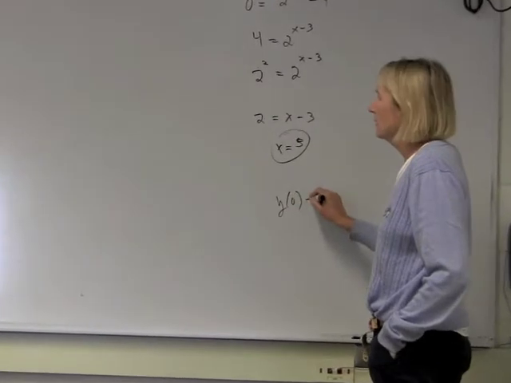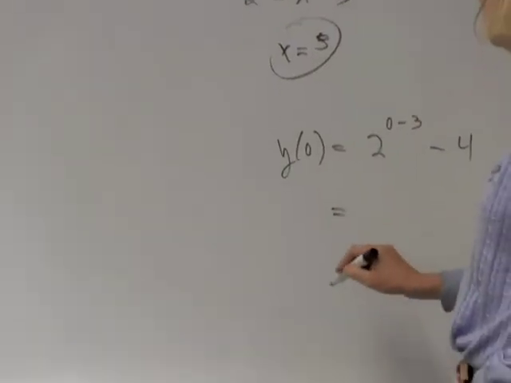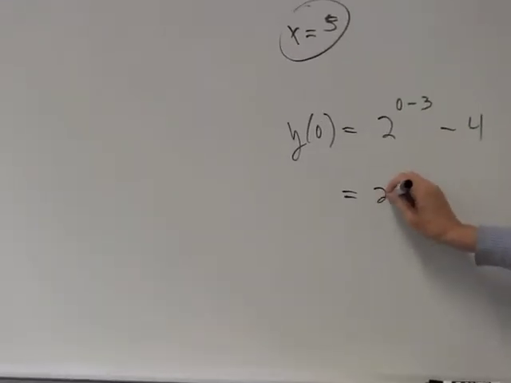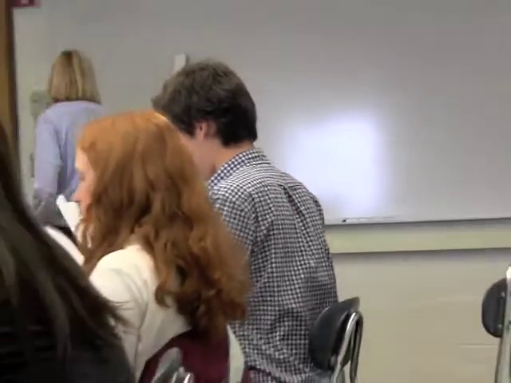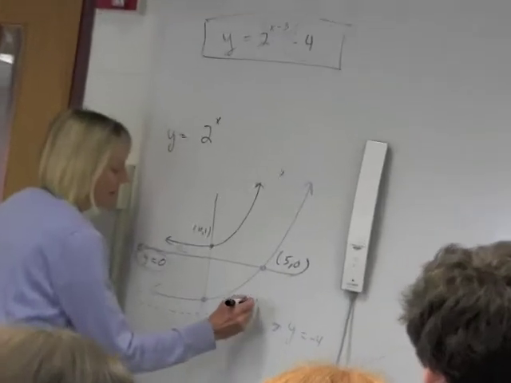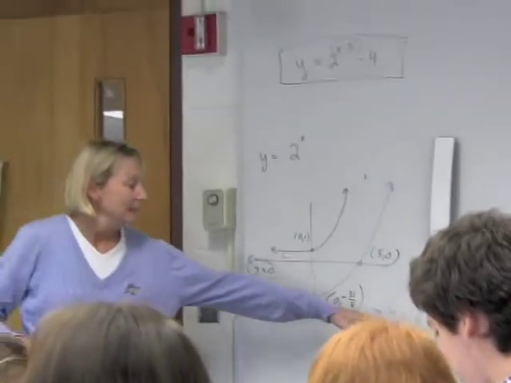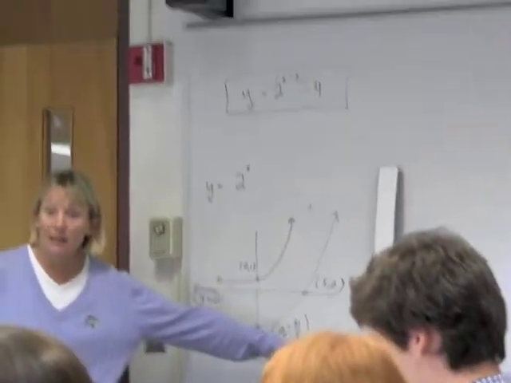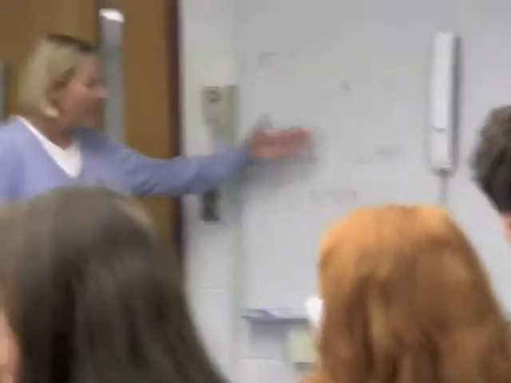So y of 0 is 2 to the 0 minus 3, minus 4. Can we do that? So it's 2 to the negative 3, right? So this point right here is 0, negative 31/8. Is that right? Oh, that's a cool number, negative 31/8. Does it look like it's negative 31/8? Yeah, it is. It's a good thing it's not lower than negative 4, right? Because we know it's above there. So there is a beautiful graph of this.